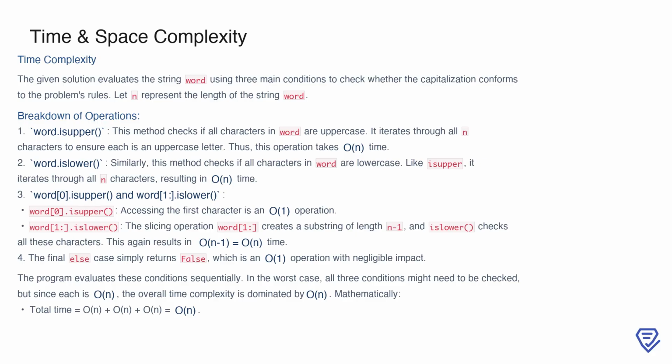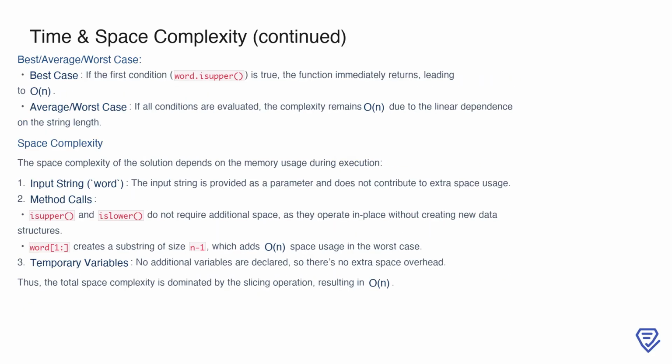In terms of the best, average, and worst-case scenarios, the best case occurs when the first condition, word.isupper, evaluates to true. In this scenario, the function returns immediately after the first check, resulting in O(n) time complexity. For the average and worst cases, if multiple conditions need to be evaluated, the time complexity still remains O(n), as each condition involves linear iteration over the string.